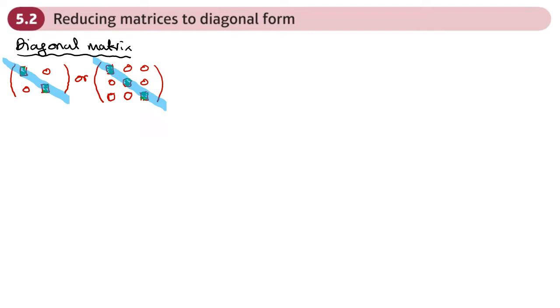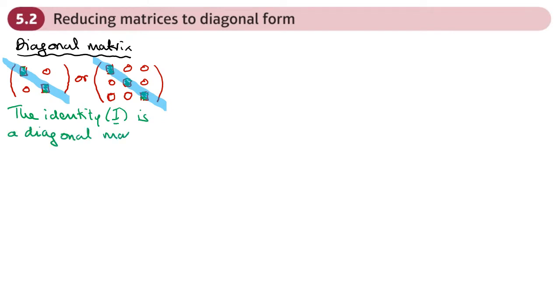Now that also means that the identity matrix is a diagonal matrix, because in the identity matrix, where I've got this blue highlight, these boxes here would be ones. Okay, so the identity matrix, or the identity I, is a diagonal matrix.